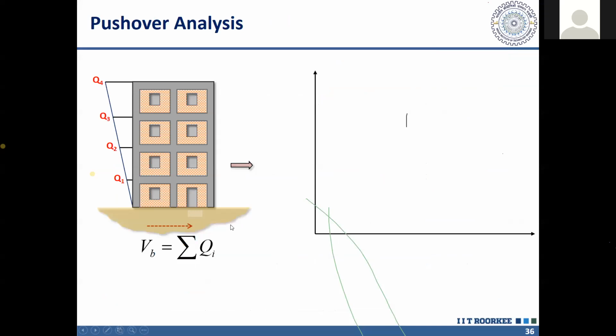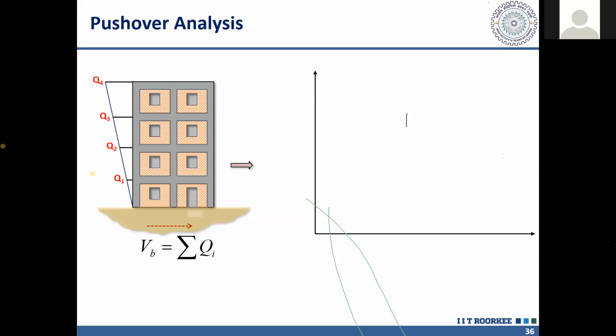So I will come to this pushover analysis. This is a static method of analysis, nonlinear analysis. It is in fact the simplest method of nonlinear analysis, and that's why it is quite popular. And most of you might have already heard about this term, pushover analysis. So what is this pushover analysis? In pushover analysis, we are pushing our structure under lateral load.